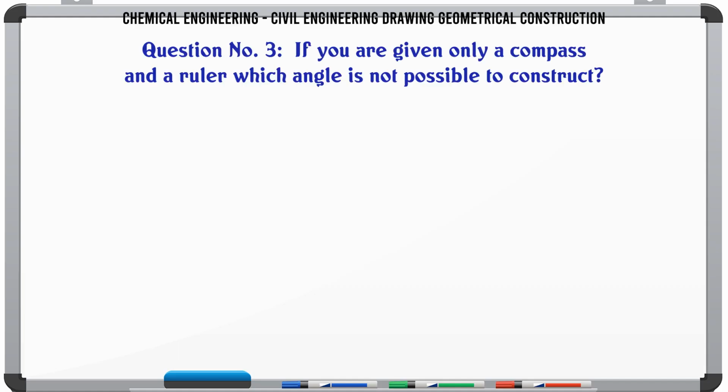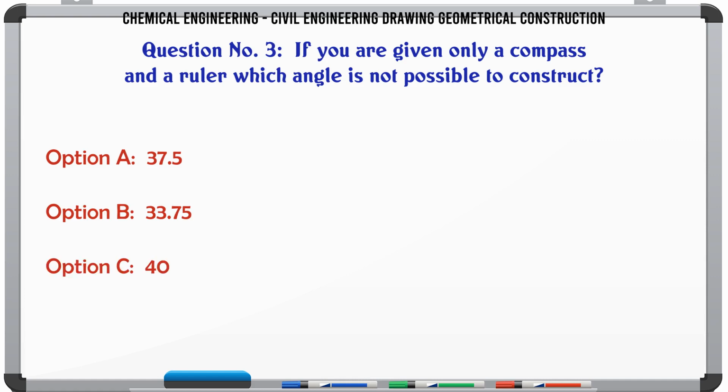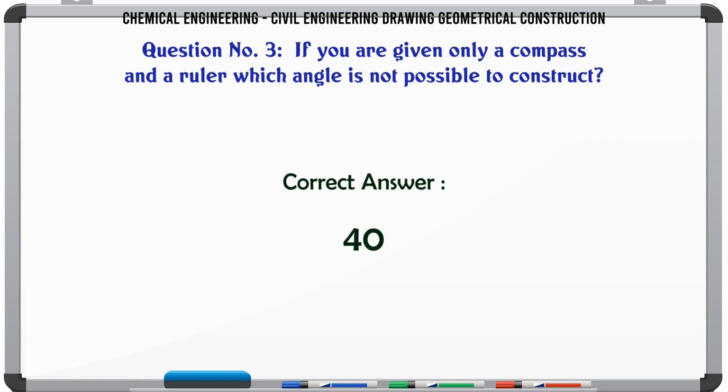If you are given only a compass and a ruler, which angle is not possible to construct? A. 37.5, B. 33.75, C. 40, D. 120. The correct answer is 40.